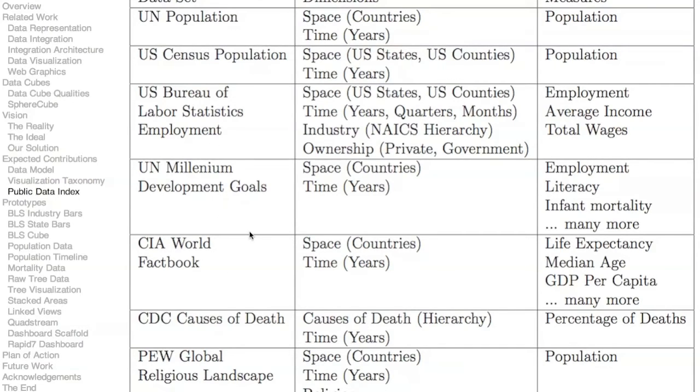So this gives you a sense that the most common dimensions are space and time. The Bureau of Labor Statistics employment data set covers U.S. states, U.S. counties, and it covers years, quarters, and months, different levels of detail in time. And there are also other dimensions like industry, the hierarchy of industry categories, and the ownership category, like if it's the private sector or government sector.